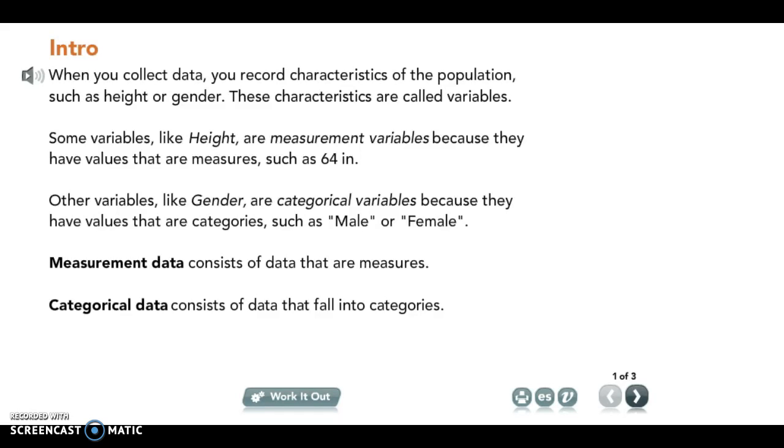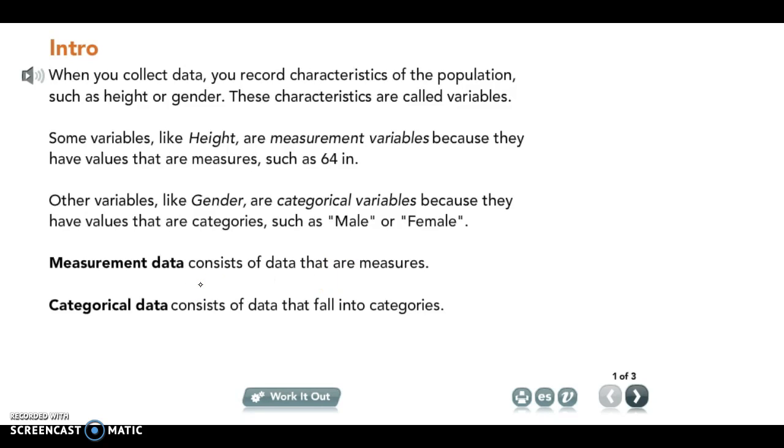Welcome to 15.1 Bivariate Categorical Data. At the very top of your notes page, you have a section for writing in some vocabulary. At the top, you have measurement data, and you need to know that measurement data is data that consists of measurements. So right here, you can write down this sentence.